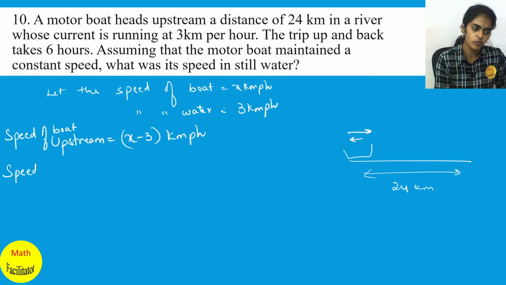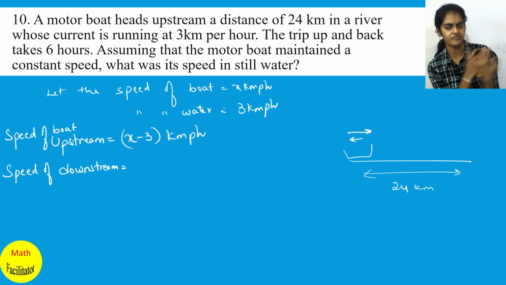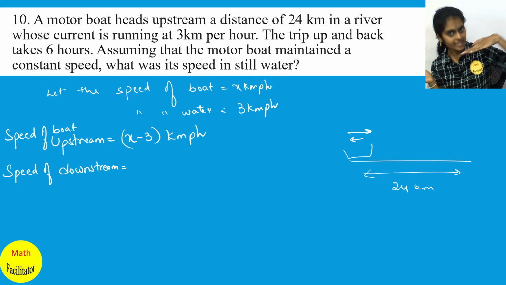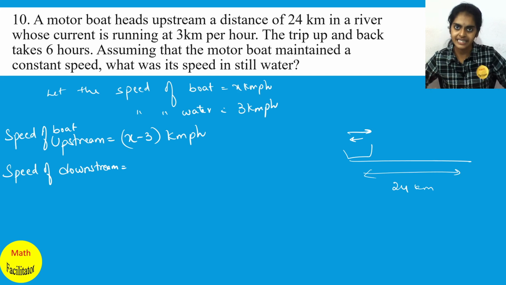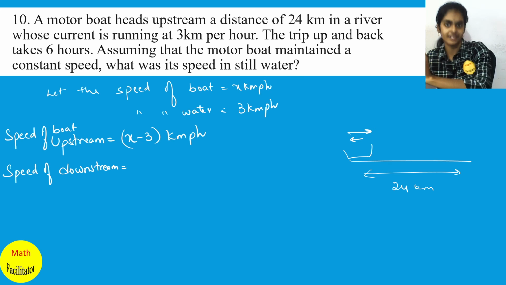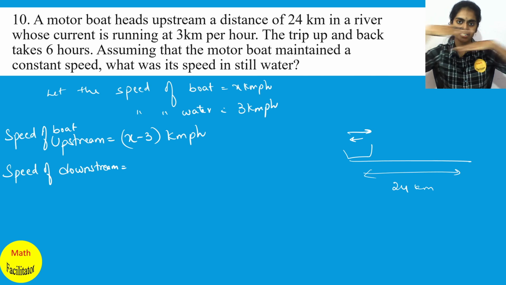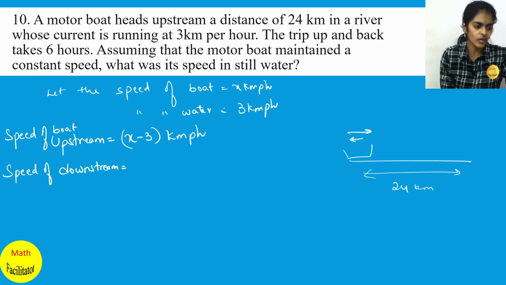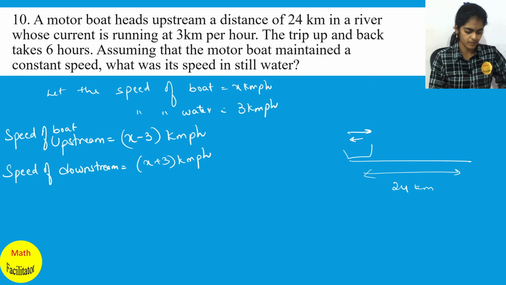Similarly, speed of boat in downstream is when flow of water and the boat are both in the same direction. For example, you are riding your bicycle on a slope. If you are going in the same direction of the slope, your speed will increase. If you are going in opposite direction of the slope, your speed will decrease. The same thing. If the water current is in this direction and your boat is also in the same direction, your boat speed will increase. If the water current is in this direction and your boat is going in the opposite direction, then the speed will decrease. Okay, so here it is x plus 3. Downstream the speed will increase, so it is x plus 3 kilometer per hour.